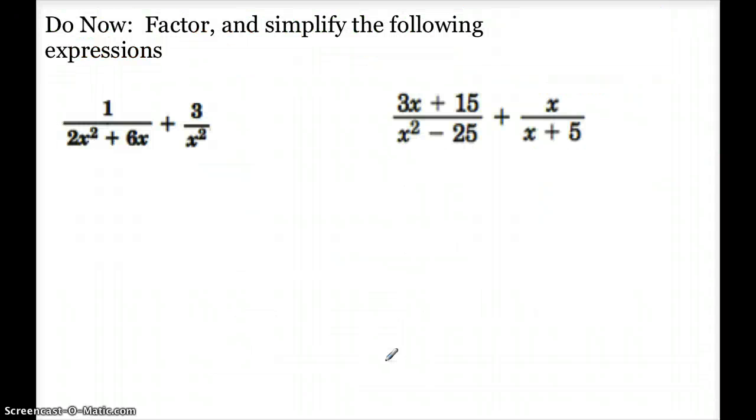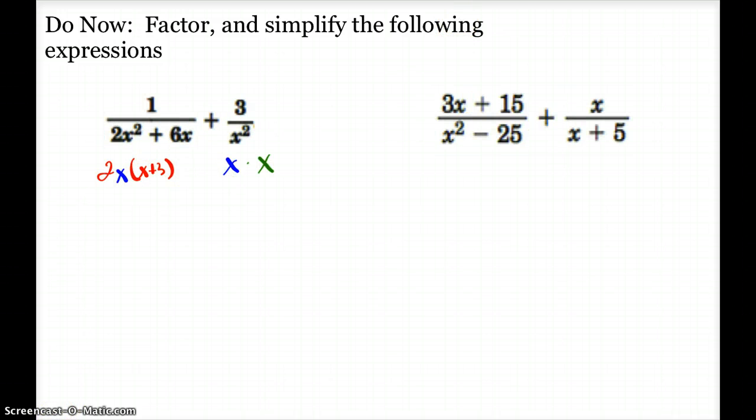All right, review. We need to find common denominators. So I'm going to factor both denominators and I'll multiply by the missing parts. I'm going to pause the video and show you. Okay, so what they have in common are these x's. So that is part of our least common denominator. The left side only has red and blue, so that means I need to give it a green term.